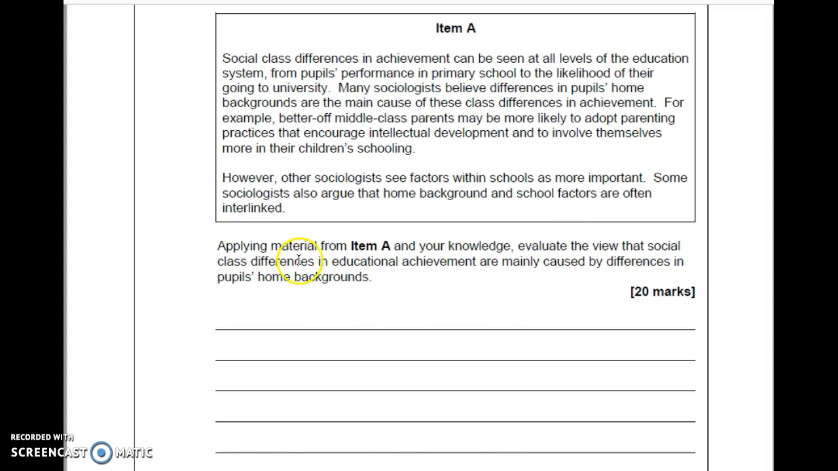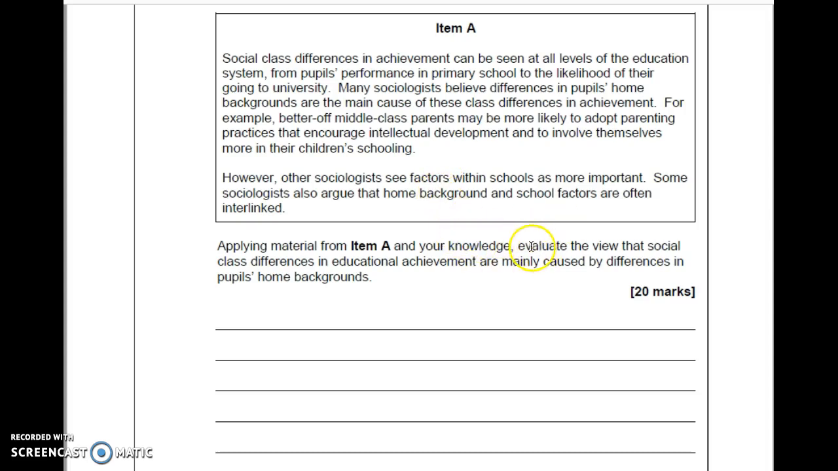Okay, so it'll always have an item, and the question will always start applying material from item A and your knowledge. So that means you've got to use the item. I would suggest that you say according to the item and state something and then explain what that is and how might it impact class differences. So does it imply that working class students fail or achieve? So you're expected to use the item and you're also expected to use your knowledge. So that means you've got to give a little bit more explanation than what is given with the item.